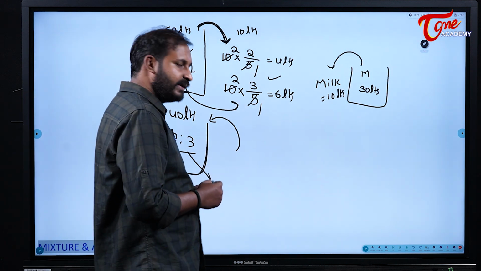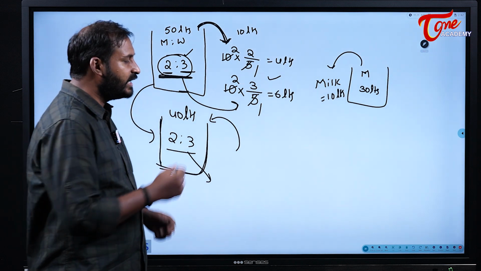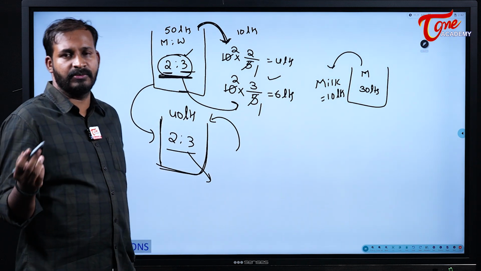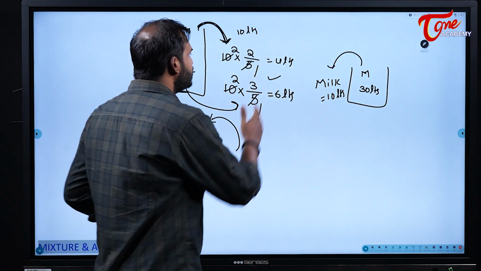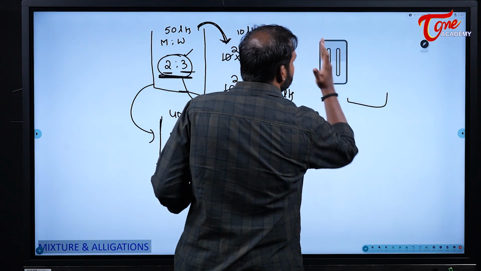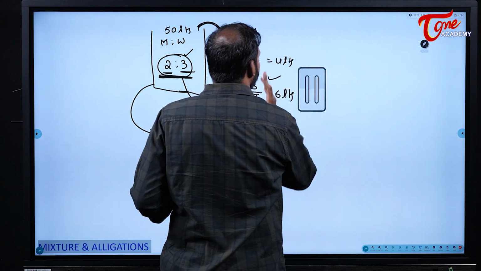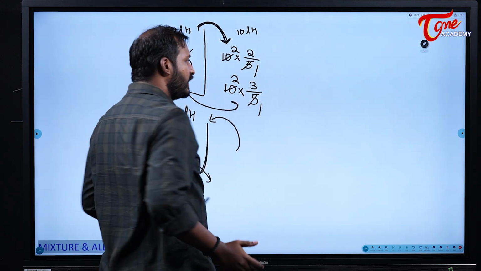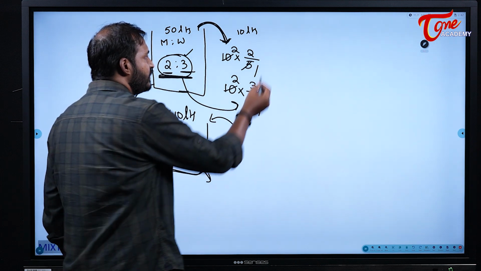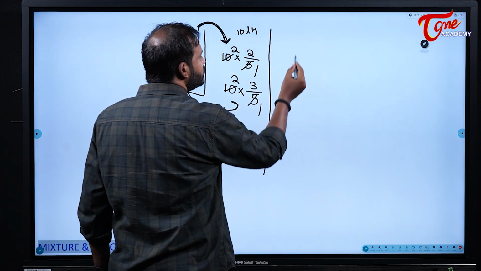Okay, this is regarding the mixtures. And next thing, when you mix, in our last session of ratio and proportions, we have seen one formula. What is the formula we discussed there? When a quantity is replaced with a new quantity, what is the formula we used there?